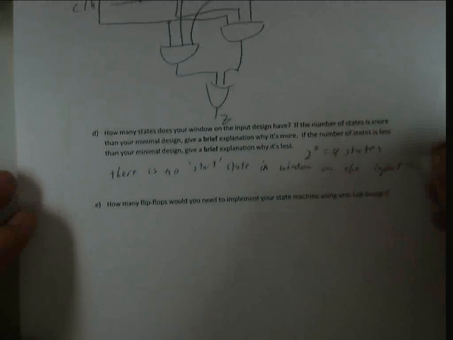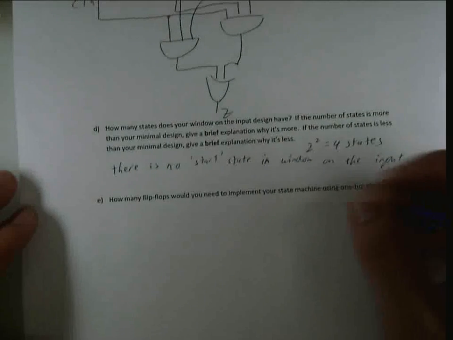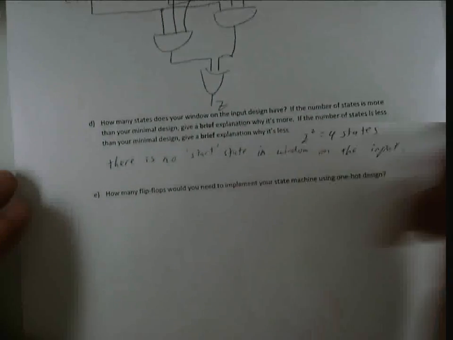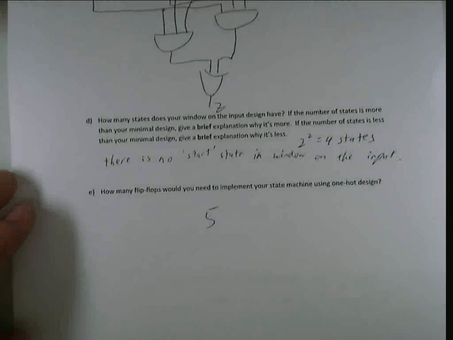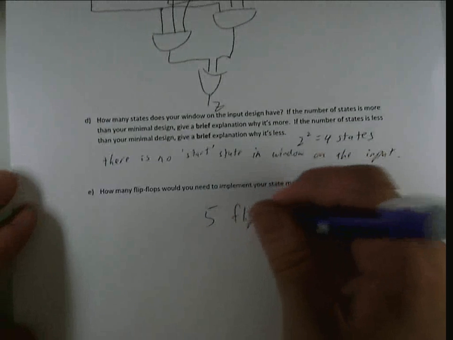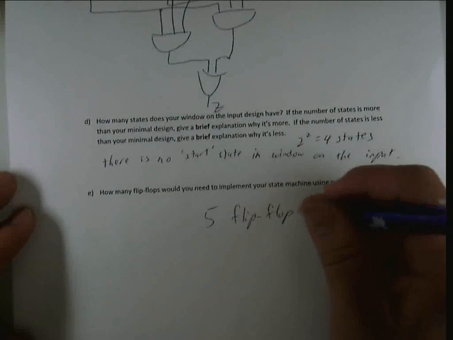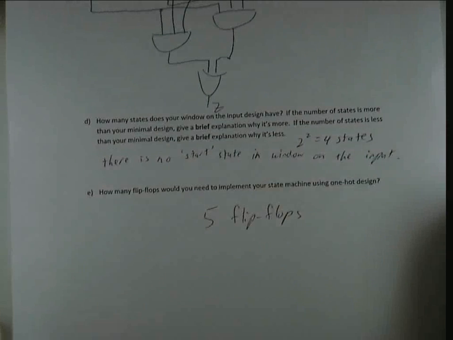And how many flip-flops do I need to implement my state diagram machine using one hot design? I have 5 states initially, so I'll need 5 flip-flops. And that completes problem 1.